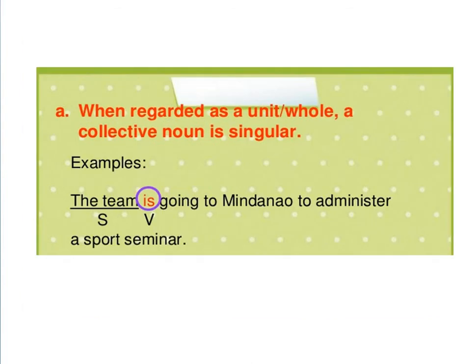When regarded as a unit or whole, a collective noun is singular. The team is going to Mindanao to administer a support seminar. So here the word "team" is a collective unit. We are talking about the collective unit, the team, so we take it as singular. So the verb is singular.